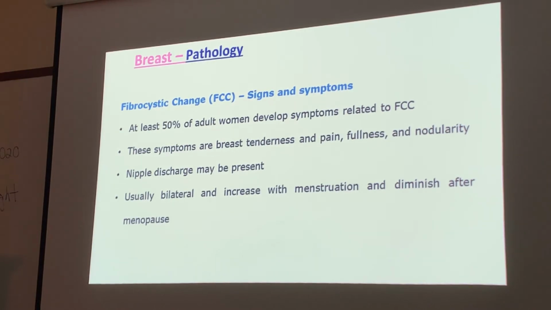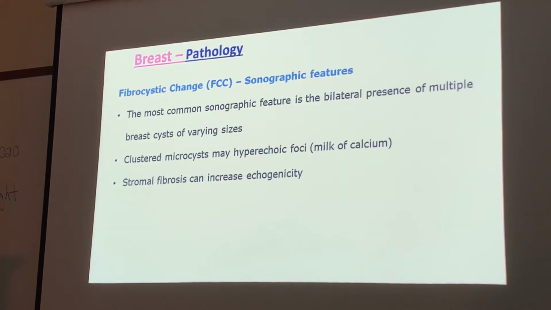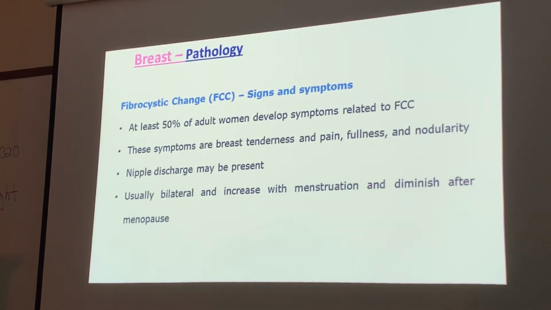The nipple discharge, guys, may be green or yellow, depending on the materials that make it up. The bilateral increase I mentioned was mostly talking about the pain and the tenderness. That's going to increase upon the onset of menses. That's going to increase a lot when menses comes.